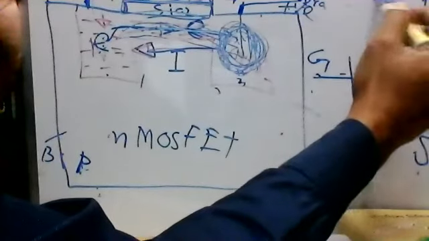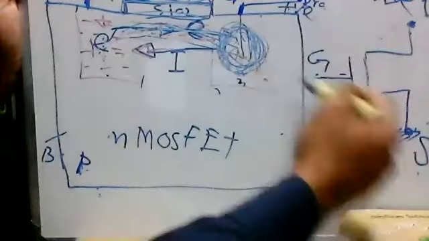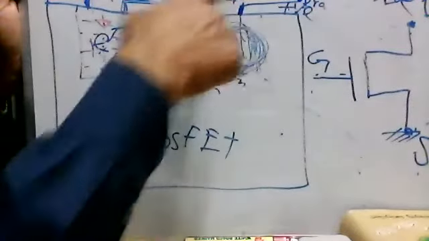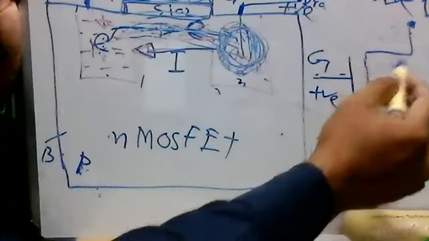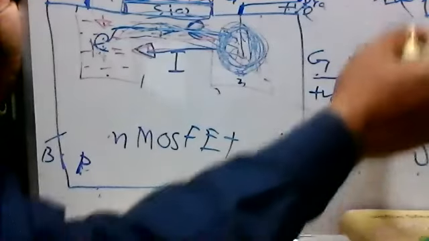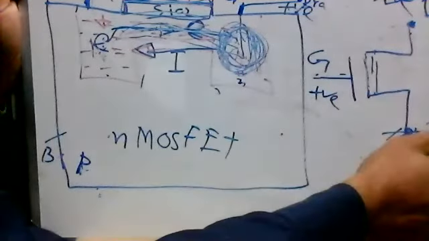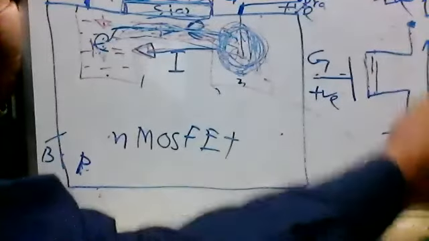So we put a positive voltage, and this is the drain. And at the gate also, we put a positive voltage, and if we put a positive voltage, then what happens? A channel will be formed here, and the current will start. The electrons will go from here, and the current will go downwards. This is the current.